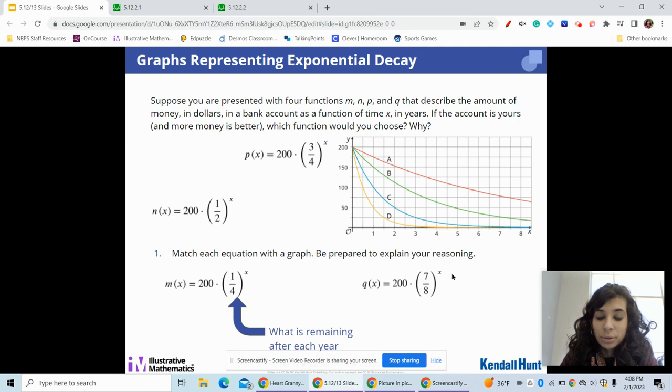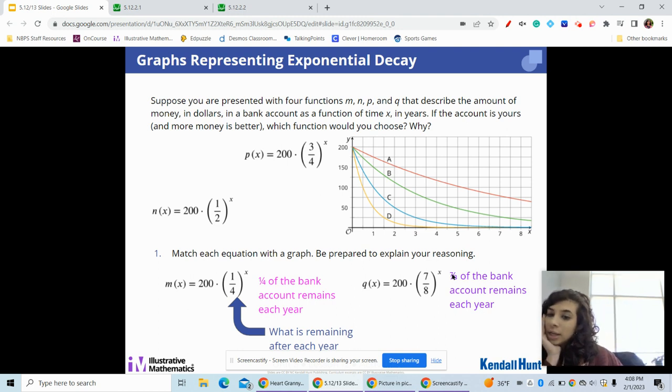Remember, the 1/4 is what is remaining after each year. That means 1/4 of the bank account remains each year. On the other hand, this tells me 7/8 of the bank account remains each year. So think about that logically for a second. If you're telling me that only 1/4 of the bank account remains each year, is that decaying faster or slower than if I told you 7/8 of your bank account remains each year? So tell me which two functions that tells you, and then you'll be able to piece out each of the remaining functions as well.